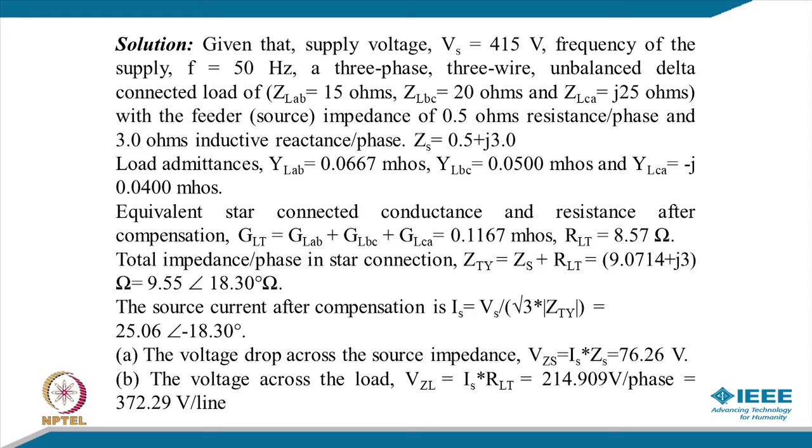Then the source current after the compensation is IS equal to Vs upon root 3, the phase voltage, into ZLTY in star connection. That comes around 25.06 at the angle of minus 18.30 degrees ampere. The voltage drop across the source impedance will be IS into ZS, so that comes to 76.26 volt, and the voltage across the load is IS into RLT, that is 214.9 volt phase, so the line voltage comes to 372.29 in place of 415. Because of the source impedance, the voltage across the load reduces, even if we put this as a balanced resistive load across the line.